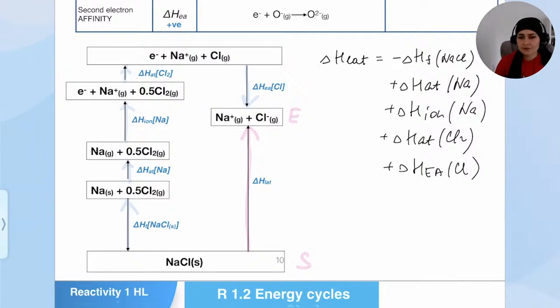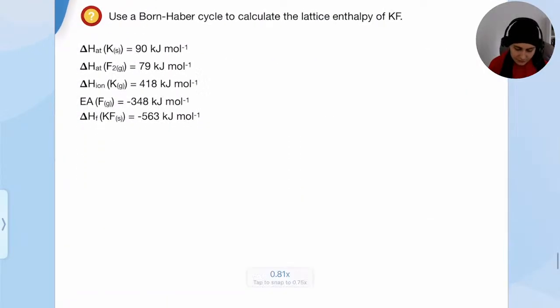And I recommend to just remember some order, for example, how I have written it. So you do lattice as direct route and then formation, atomization of metal, ionization of metal, atomization of non-metal, electron affinity of a non-metal. So these you would memorize, but you'll see that there would be some modifications if you are changing the charge, for example. But let's do it with numbers.